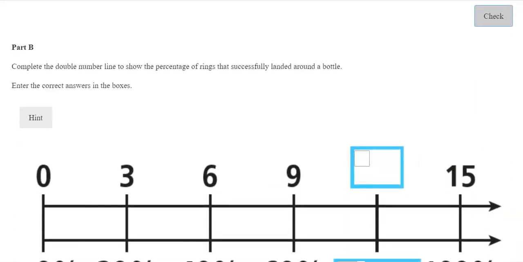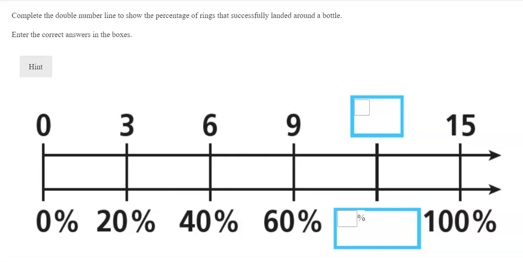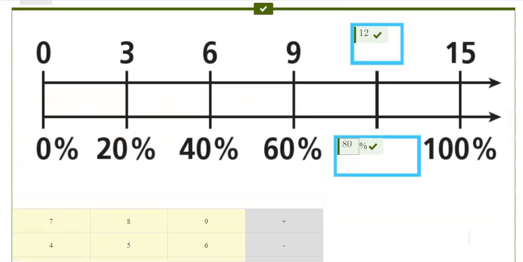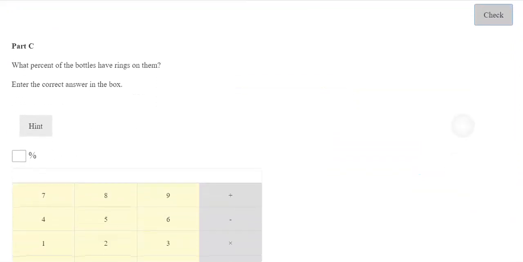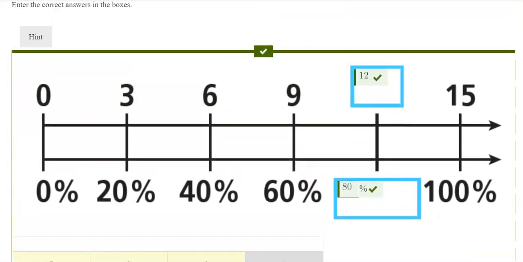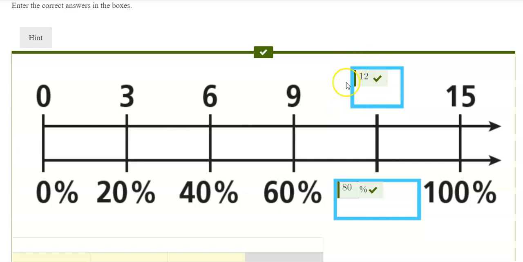Okay, let's head to B. Ooh, that number line's big. Complete the double number line. So we have 3, 6, 9. We're going to put a 12 right here. 20, 40, 60, and we're going to get an 80 here. Okay, what percent of the bottles have rings on them? So we said 12 had rings on them, and that is 80%.